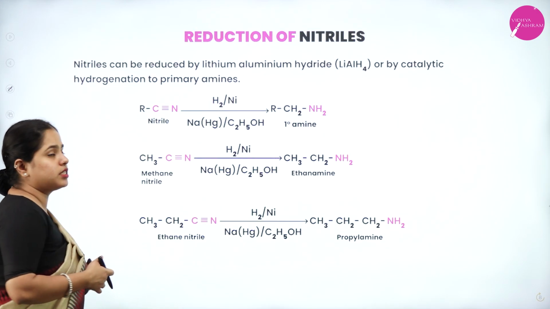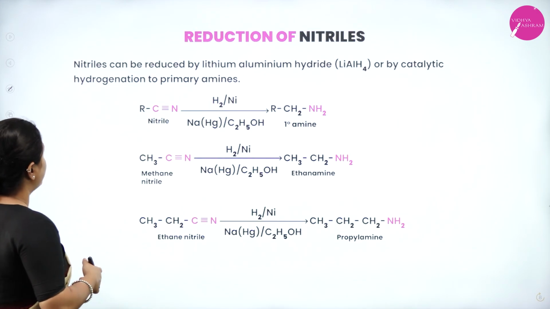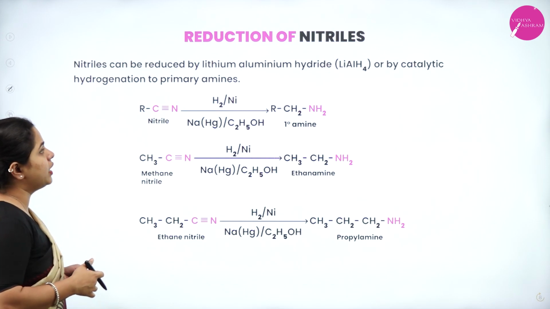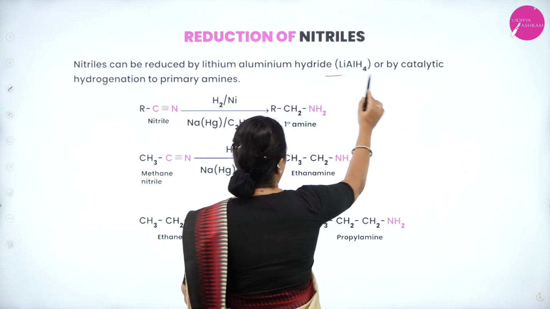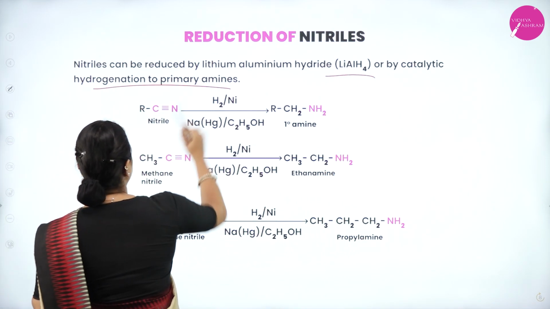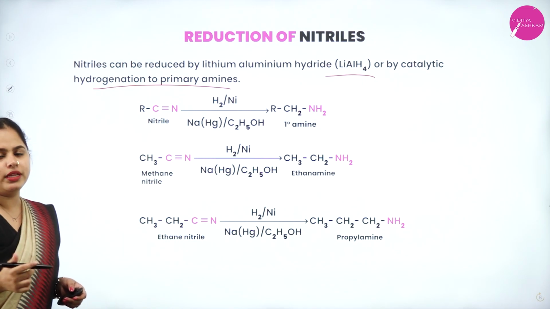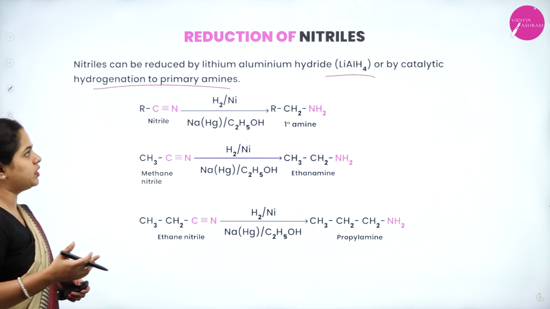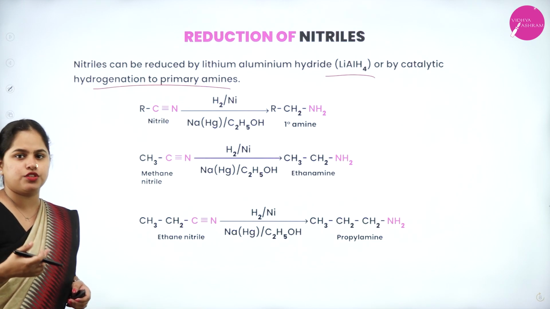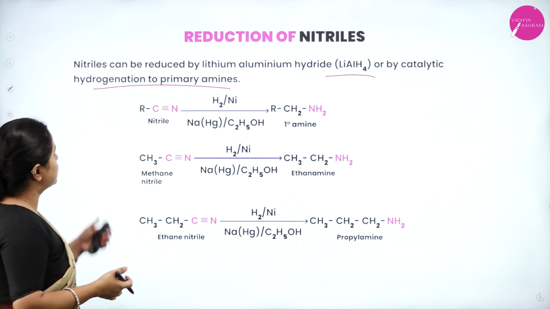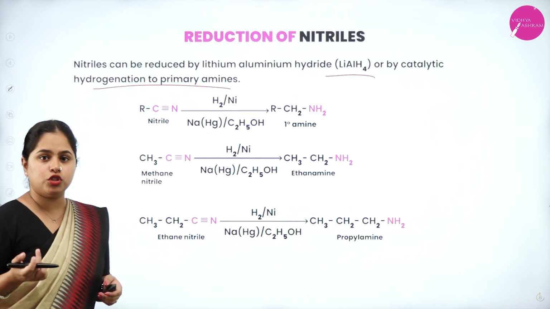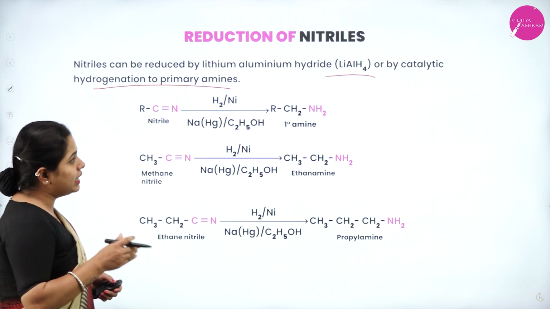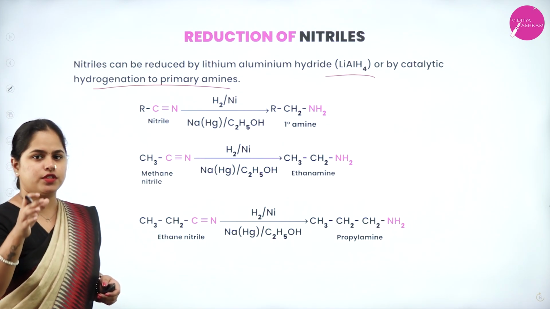Moving on to the next one, that is reduction of nitriles. Nitriles can be reduced by lithium aluminum hydride, LiAlH4, or by catalytic hydrogenation to primary amine. So two methods can be used here. One reagent we can use is lithium aluminum hydride, which is a very strong reducing agent, or else catalytic hydrogenation. Hydrogenation means addition of hydrogen. Catalytic hydrogenation means in presence of some catalyst.